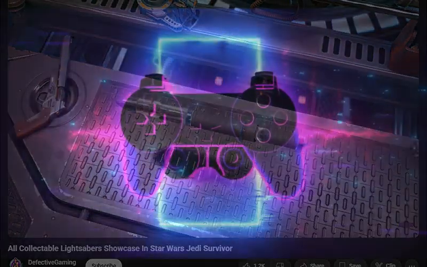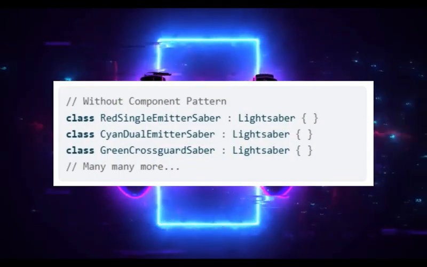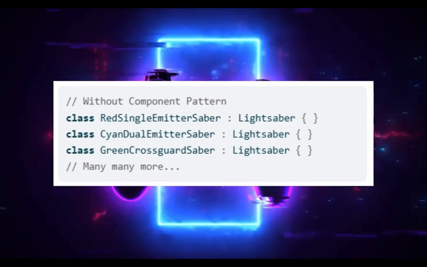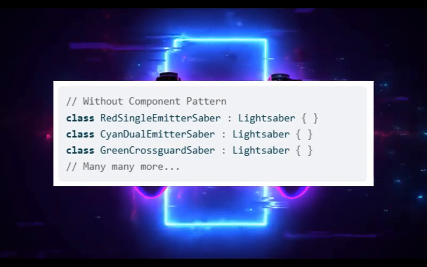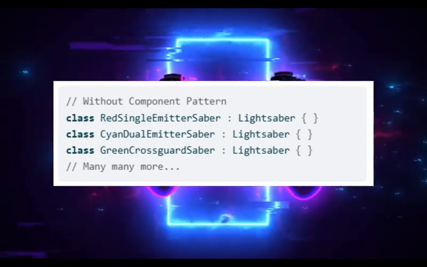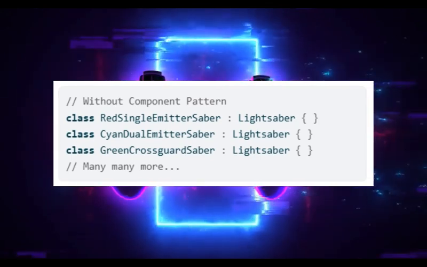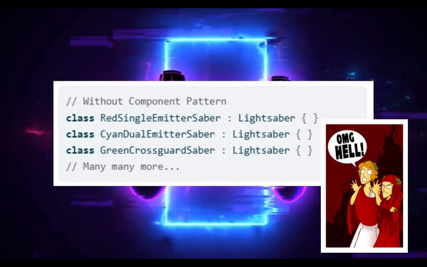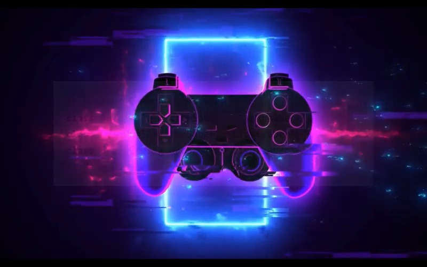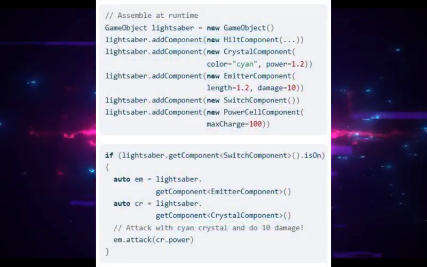The old, clunky way to handle this would be through inheritance. You'd have to create a separate class for every possible combination. A red single emitter saber, a cyan dual emitter saber, a green crossguard saber. You'd end up with an astronomical number of classes. It's an inheritance inferno. The component pattern flips this completely.